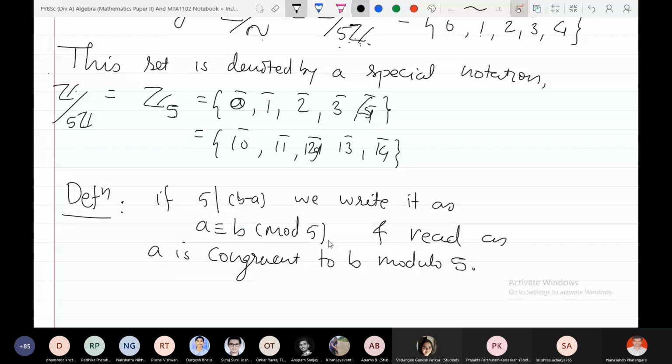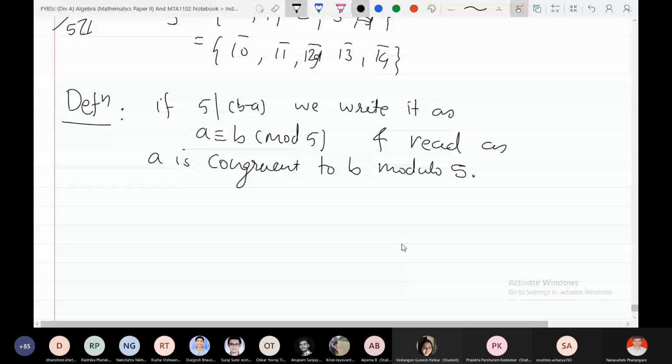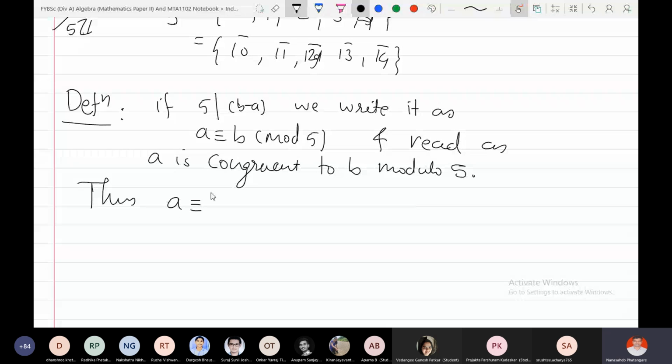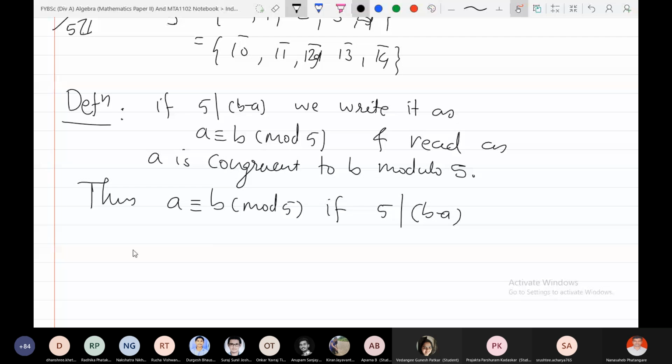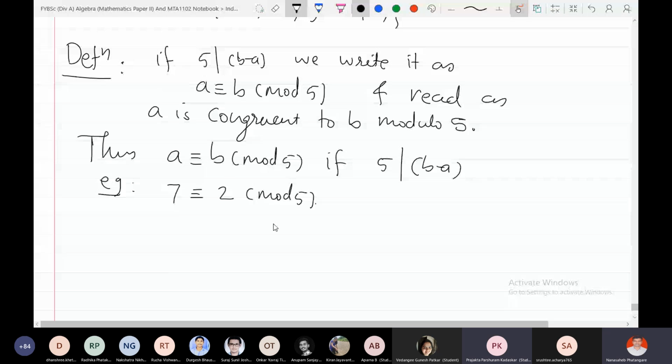Is it clear? And we read it as a congruent to b modulo 5 if 5 divides b minus a. For example, 7 is congruent to 2 modulo 5. Is it true? Yes, sir. Yes, because 5 divides 2 minus 7.